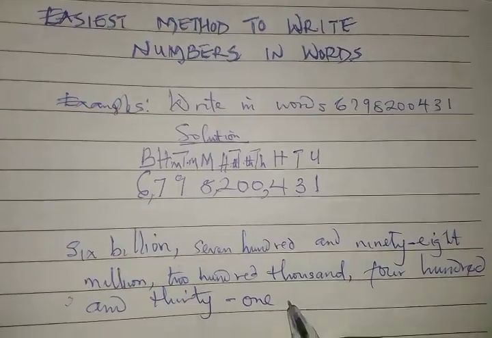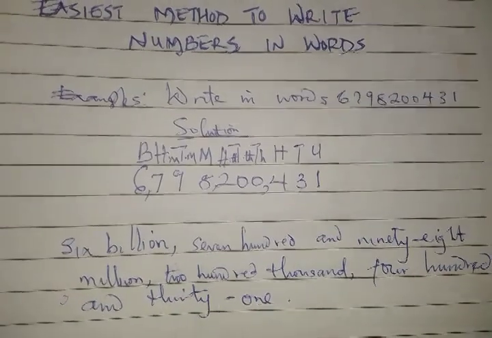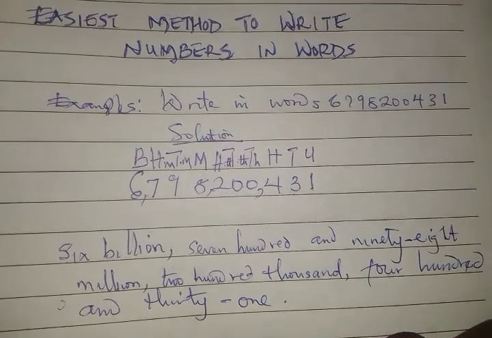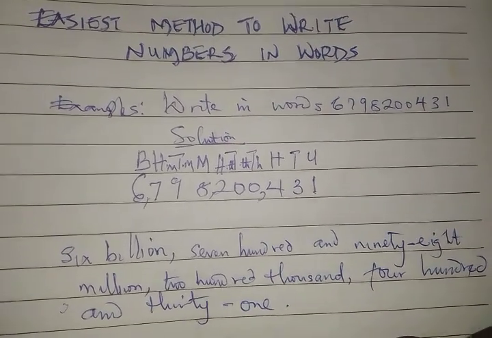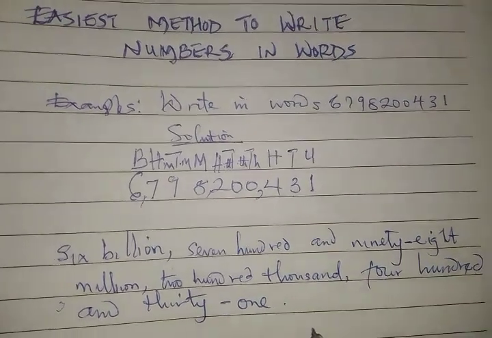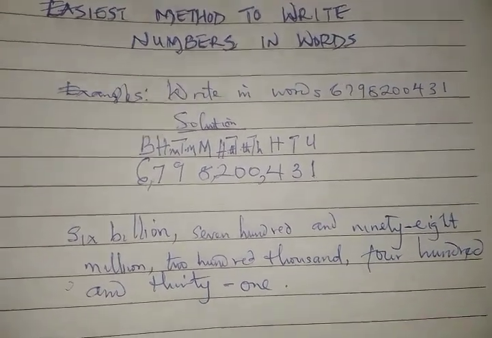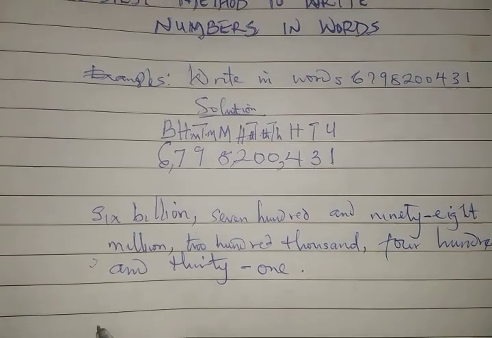431. You're going to stop there with a full stop. You're not to write units. So don't write 431 units. No. Just write 431 and you put your full stop. Is that clear? So let's just do one more example and we're done.